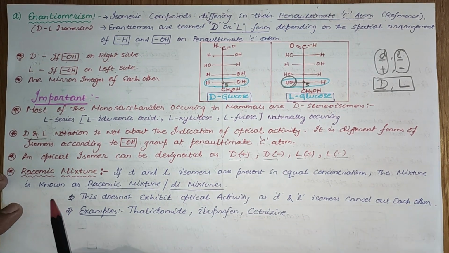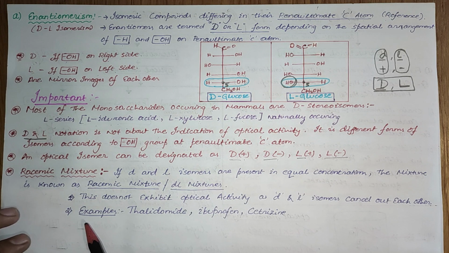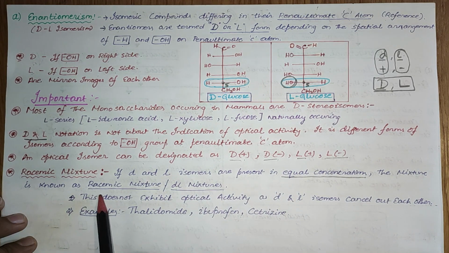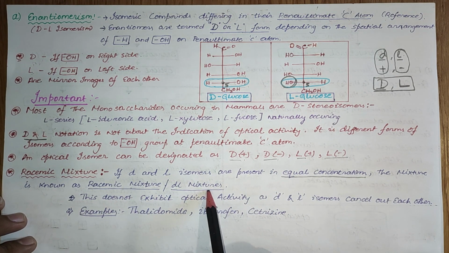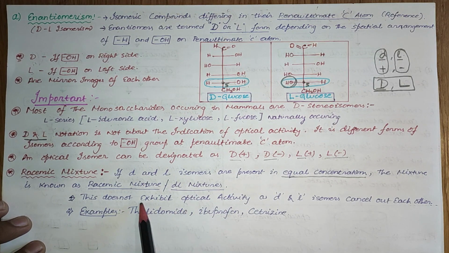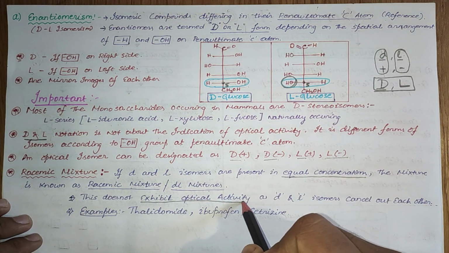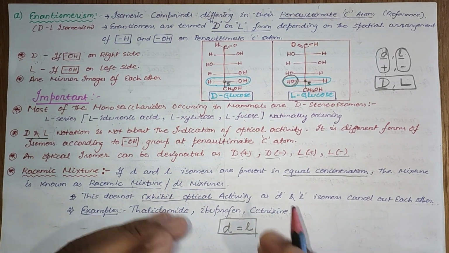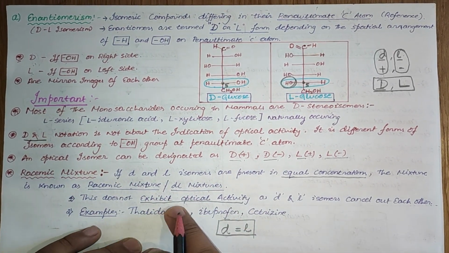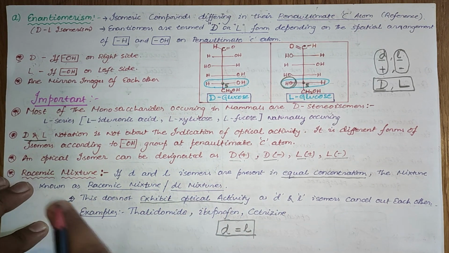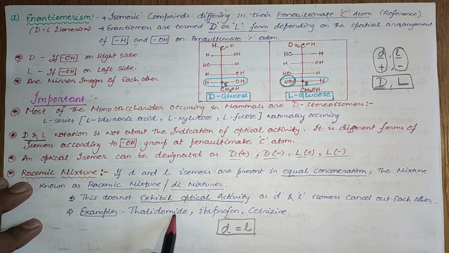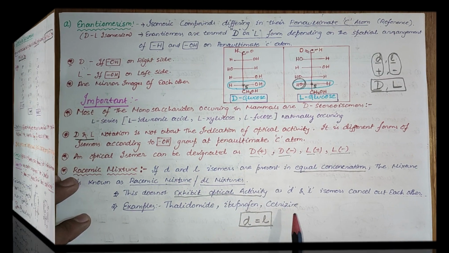Then we are going to talk about the racemic mixture. What do I mean by racemic mixture? If D and L isomers are present in equal concentration, then the mixture is known as a racemic mixture or DL mixture. This does not exhibit optical activity, because if the D and L structures are equal, they cancel each other out and there is no optical activity. Examples are thalidomide, ibuprofen, and cetirizine.